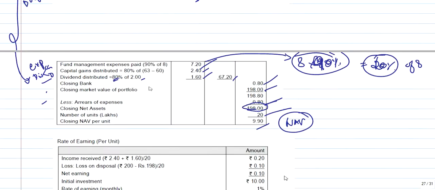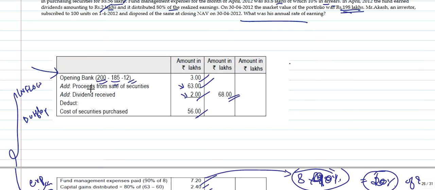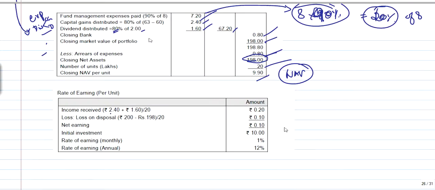So next comes, what is asked, actually: what was his annual rate of earnings. We will do it per unit, that will be very useful. What is the income? Income received 2.40 plus 1.6. What is this 2.40? This is a capital gain. Is it a capital gain distribution? Yes, capital gain distribution 2.40 lakhs.